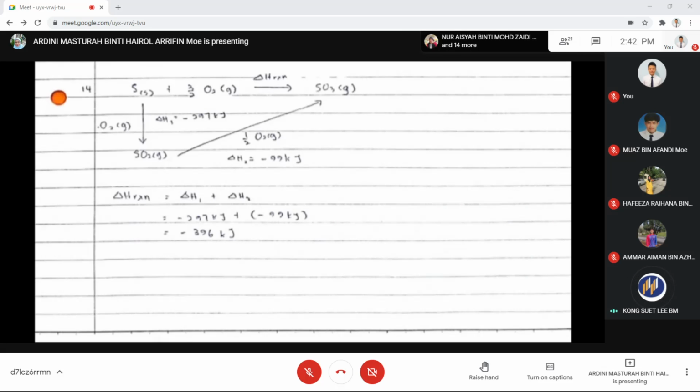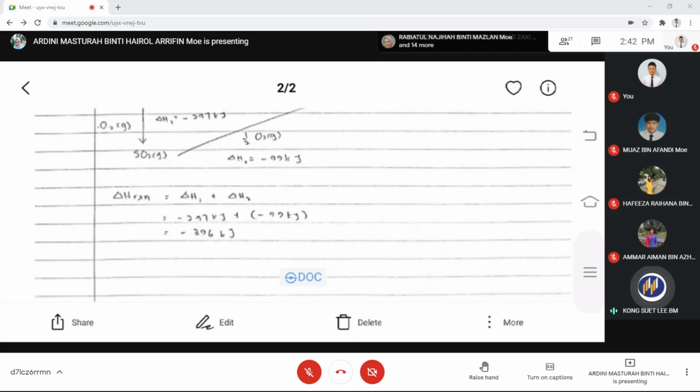And to calculate the enthalpy reaction equal to enthalpy 1 plus enthalpy 2 and substitute the value negative 297 kilojoules plus negative 99 kilojoules and the final answer is negative 396 kilojoules. Yes, correct. Very good. Clear explanation. And then screen also clear. Okay, any question do you want to ask others?